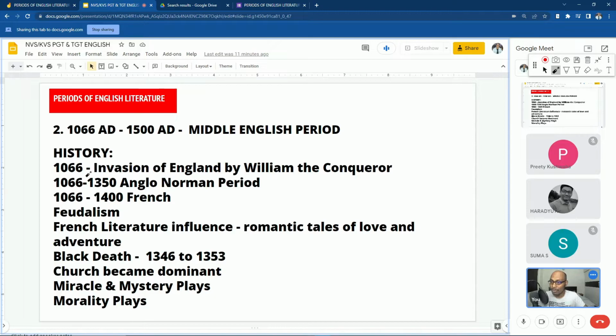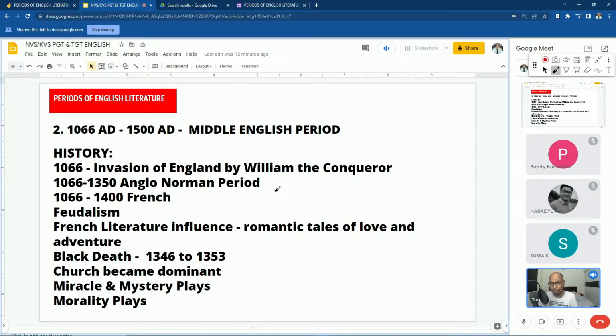Okay. So in 1066, invasion of England by William the Conqueror. Before this, the Anglo-Saxons were ruling. That means even this 1066 to 1500 period, Middle English period, is again subdivided into two ages. 1066 to 1350 is known as Anglo-Norman period. Anglo-Saxon period is the Old English period, 450 to 1066.